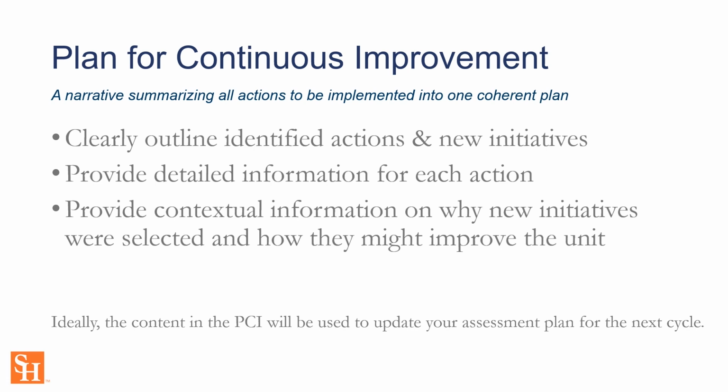Try to organize this section in a way that clearly outlines identified actions within the current plan, then new initiatives or other items to be assessed in the next cycle. When possible, provide detailed information such as who, what, when, where, and why for each action, as well as contextual information on why any new initiatives were selected and how they might improve the unit. Ideally, the content in the PCI will be used to update your assessment plan for the next cycle.